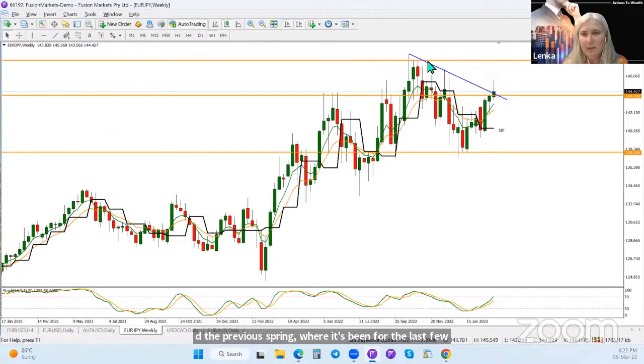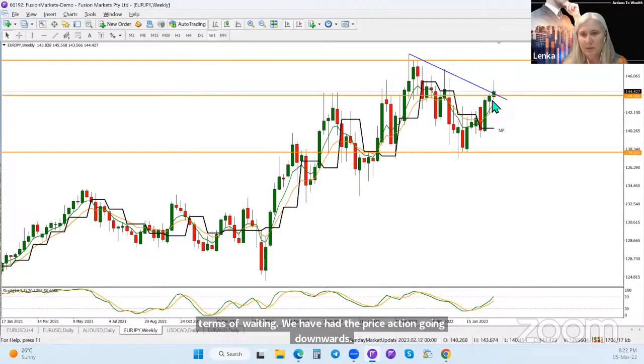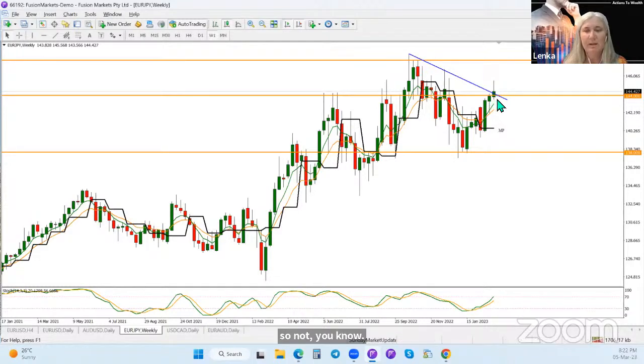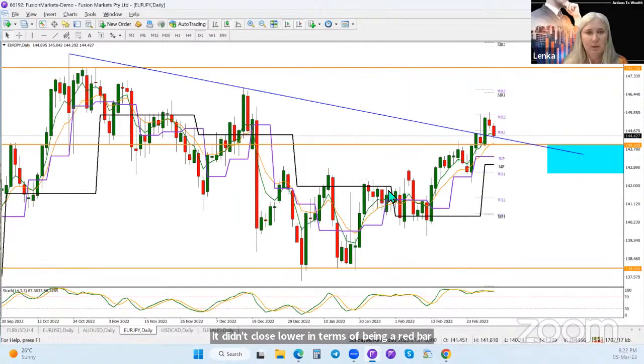In terms of weekly, we have had the price action going downwards. It came back up, but did not persist to go further. It had a bit of a pushback high test bar on the weekly. It didn't close lower in terms of being a red bar, but that's okay. Let's have a look here. So this is the daily.